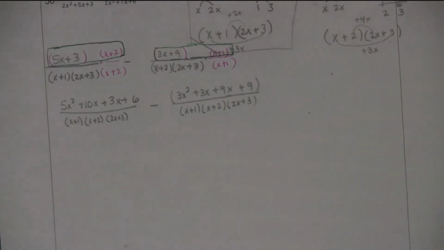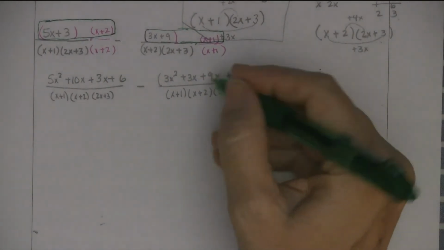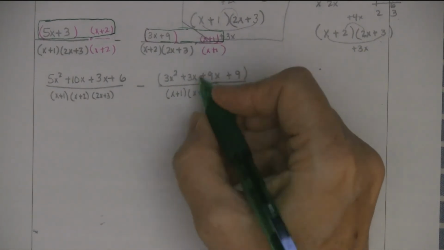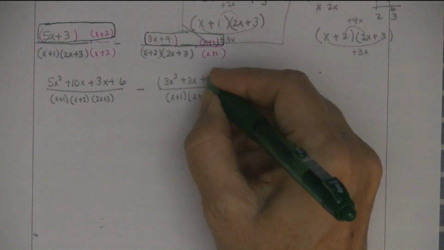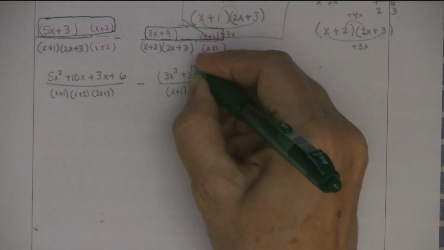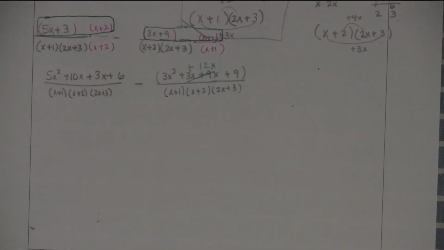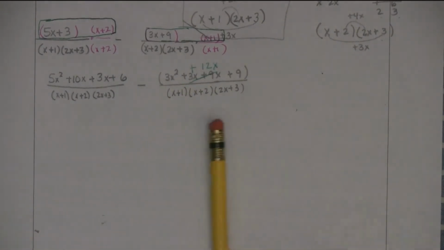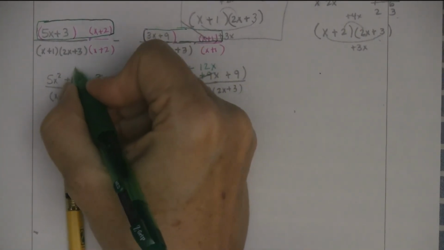But actually, I don't think I want to write the whole thing again, just because 3x plus 9x is 12x. So I'm going to cross this out, and put plus 12x there, right? And here I'm going to do the same. I'm going to skip a step here, and I'm going to write 13x.